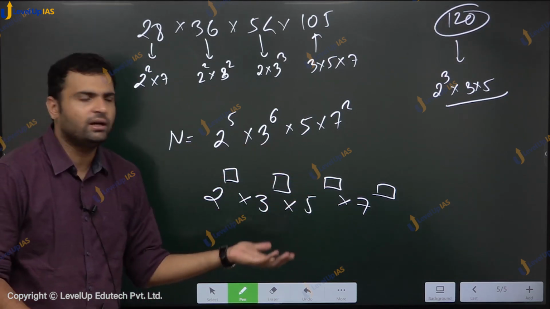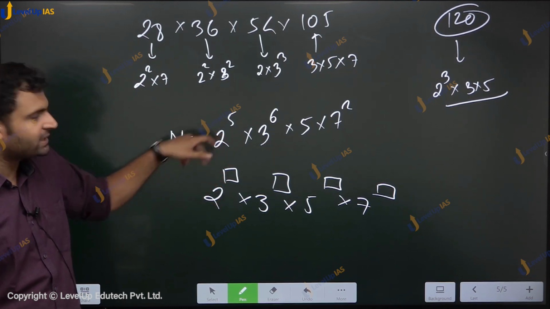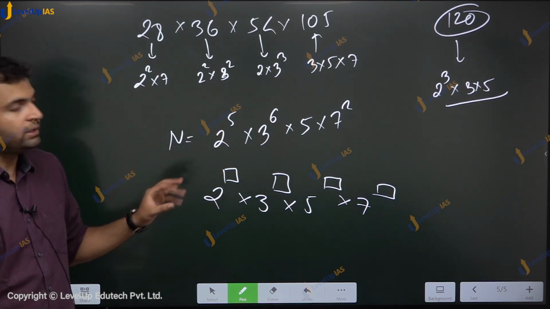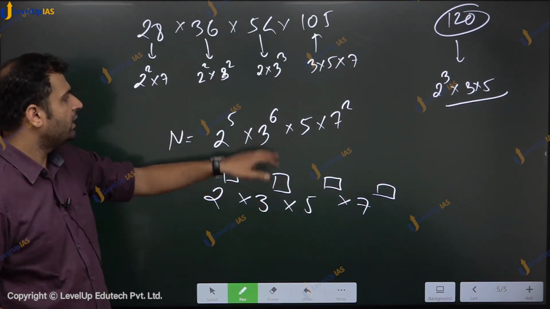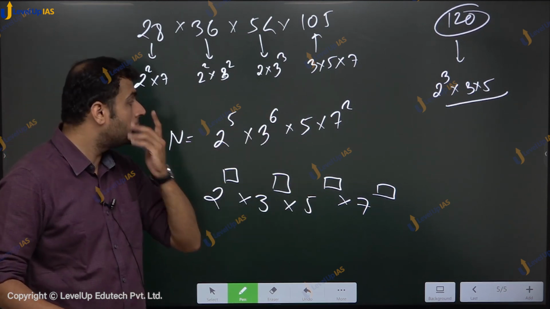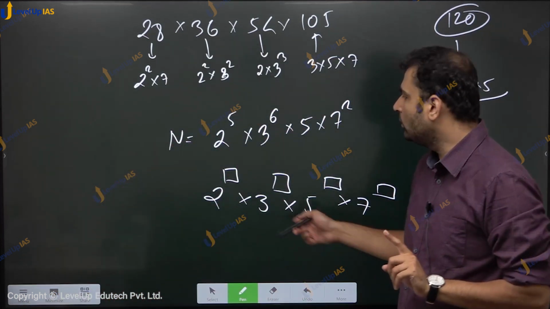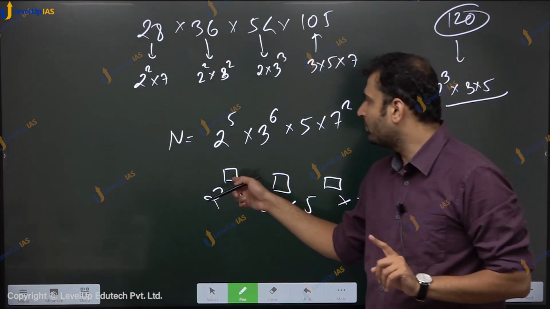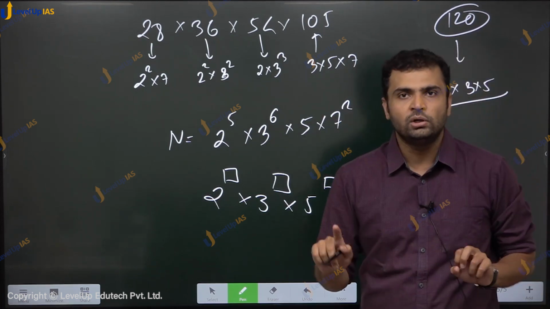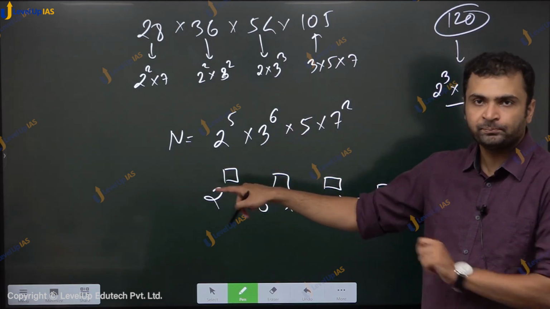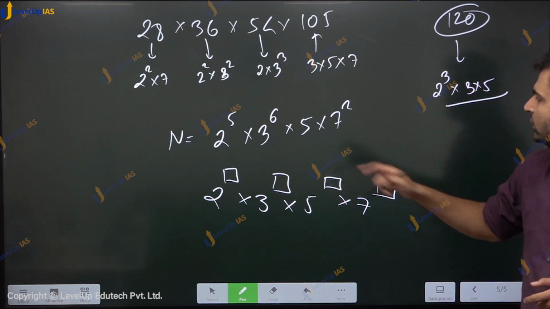So the factor will look like this, and the power of 2 in the factor will be at most 5, meaning it can be 0 to 5: 0, 1, 2, 3, 4 and 5. The power of 3 can be at most 6, the power of 5 at most 1, and the power of 7 at most 2. This is how a factor of this number will look, because of prime factorization. And we want 120 to be a factor of this number.